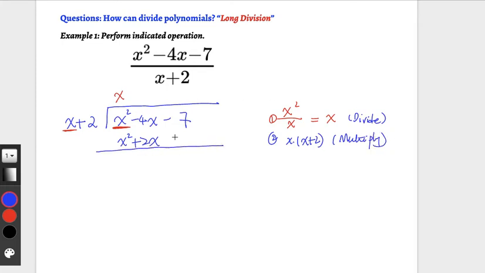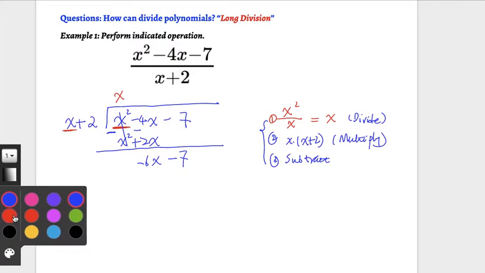Once we have that, you are going to subtract. So let's write down here, you subtract. x squared minus x squared cancel. Negative 4x minus 2x, negative 6x, minus 7. And then we repeat these 3 steps again.